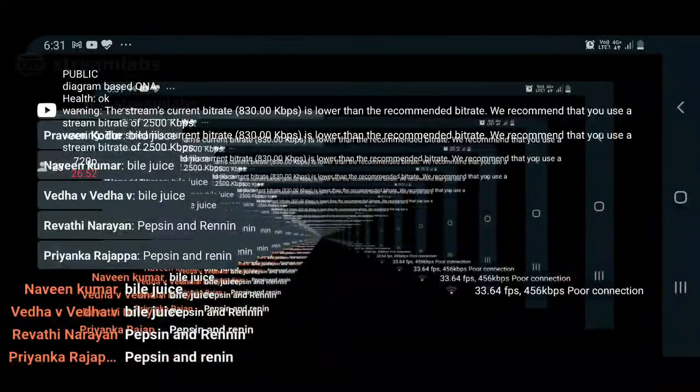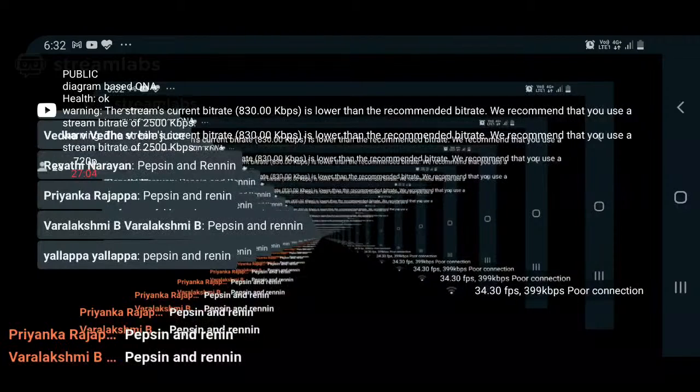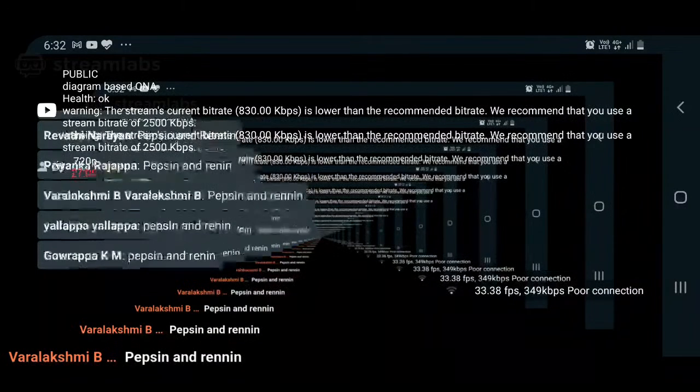Yes, Revati and Priyanka answered pepsin and renin, which is the right answer, secreted in the stomach. Yes, Varalakshmi also answered correctly. Pepsin and renin are the two enzymes produced in the stomach.